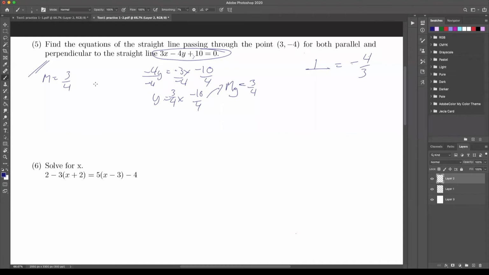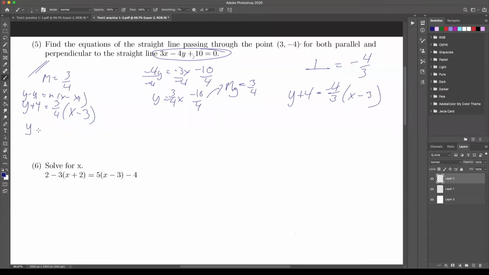They're both going to go through the same point. So we're going to have y minus, well, y here is -4. So -4 becomes +4 equals 3/4 times x minus 3. So this is y minus y1 equals m times x minus x1, just to remember the formula. And the same thing over here. So here it will be y minus y1, which is minus a -4, so it'll be +4, equals -4/3 x minus 3. And so the last thing we need to do is get this in slope-intercept form.